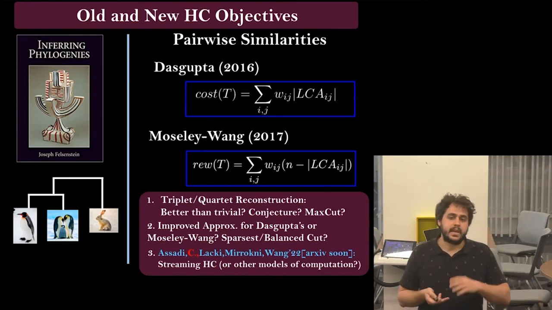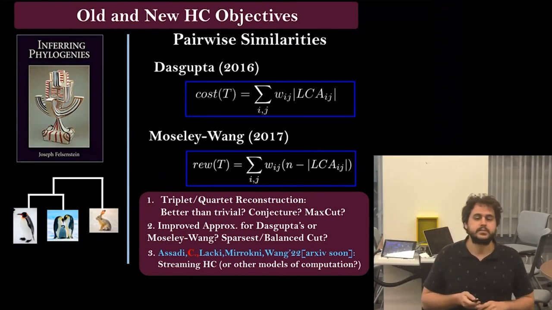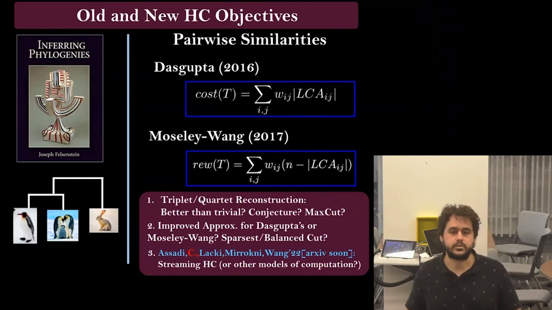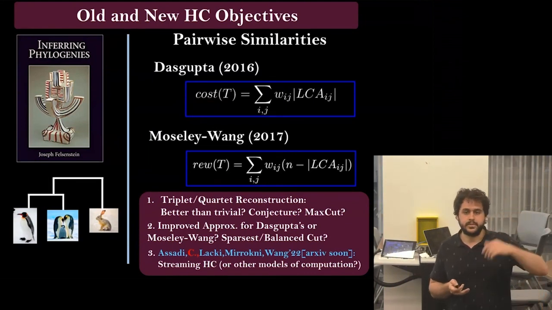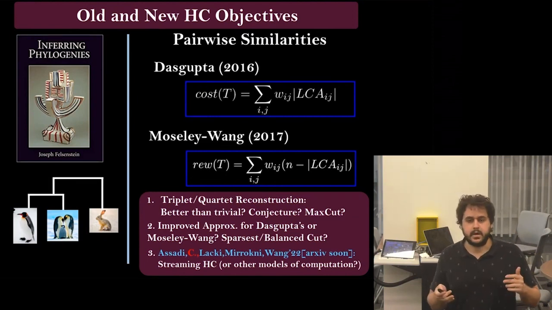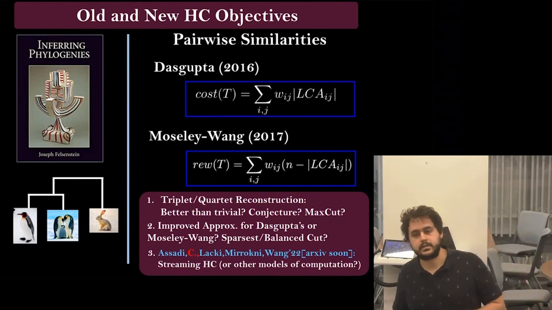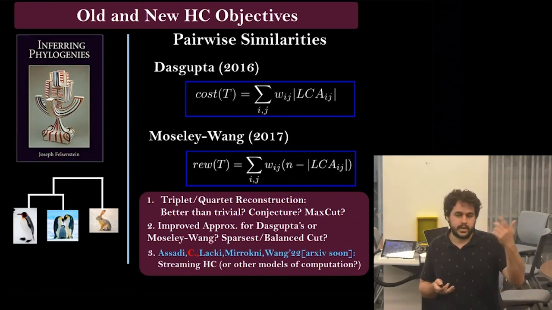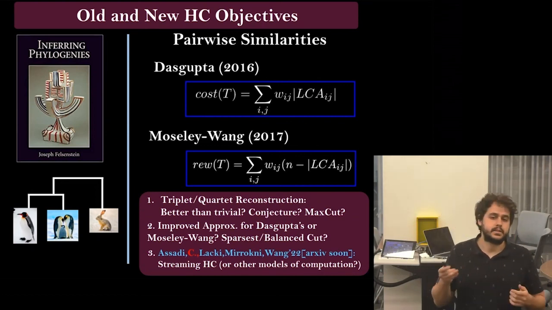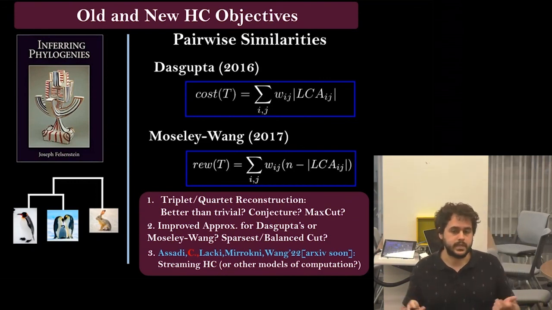Another thing that is directly related to Dasgupta's and Moseley-Wang objectives has to do with whether we can get improved approximations for any of them. For Dasgupta's objective, the current best bounds use sparsest cut with balance. Can we do better? We don't know. For Moseley-Wang, as I mentioned, the paper by Alon et al. gets 58% using max cut and bisection. Can we do better?